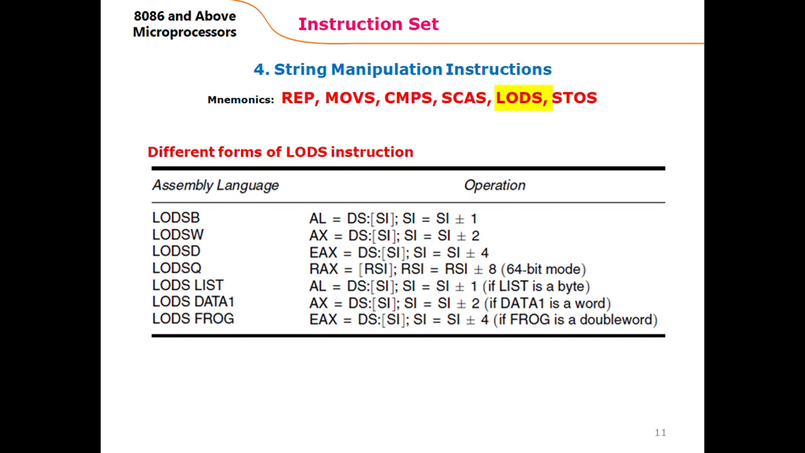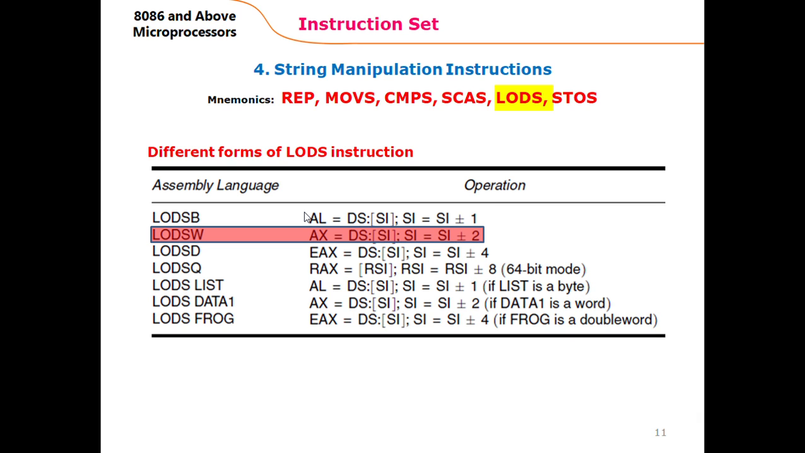There are other different forms of the LODS instruction available for the 8086 and above microprocessors. LODSB, as we just saw, loads a single byte from the data segment memory location addressed by SI to AL, and SI is incremented or decremented by 1. Plus or minus means it is either incremented or decremented depending on the direction flag. If the direction flag is 0, it is incremented. If it is 1, then it is decremented.